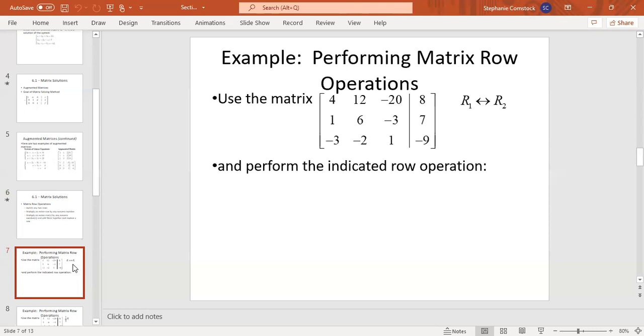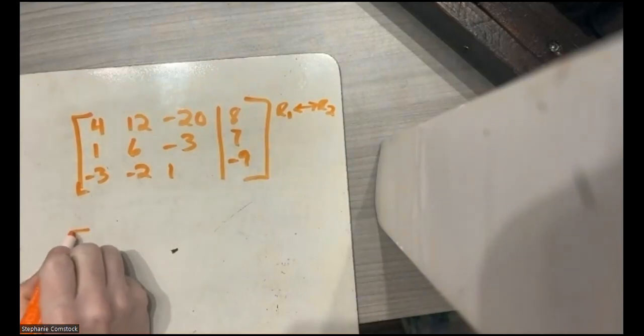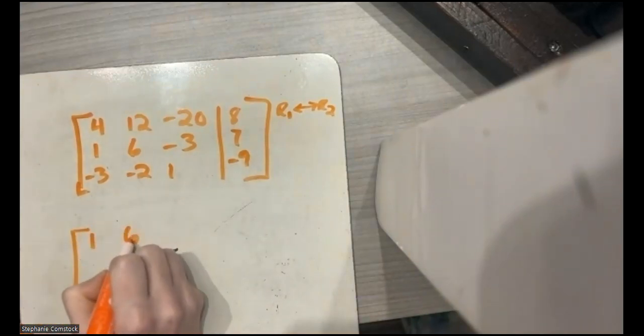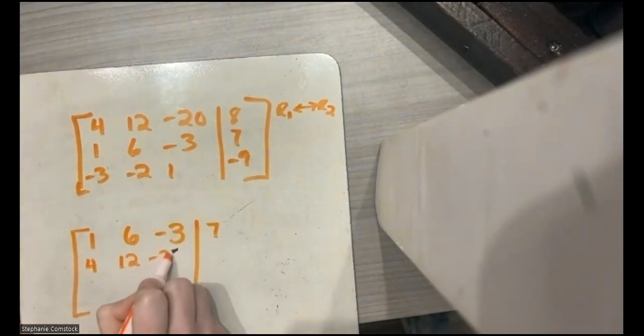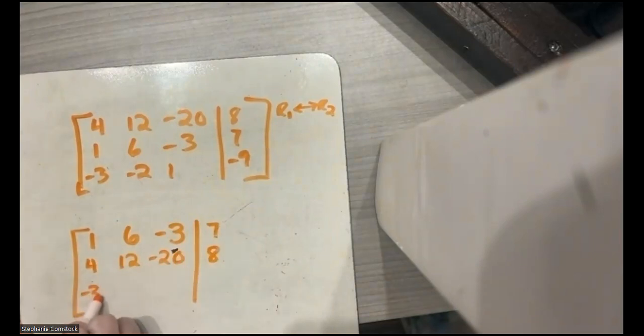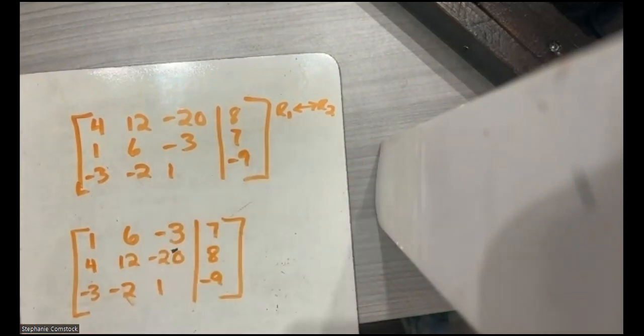Okay, and so the first operation that we're going to do is row 1 swapped with row 2, and that's what that little double arrow means, that you're swapping those two rows. Okay, so here I've got our lovely matrix, and I've given our indication here. So this is going to yield 1, 6, -3, 7, 4, 12, -28, and then this bottom one, which was -3, -2, 1, -9, stays the same. So this is row 1 switched with row 2.